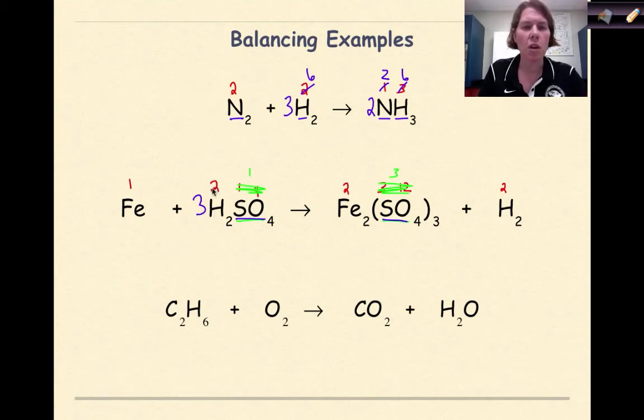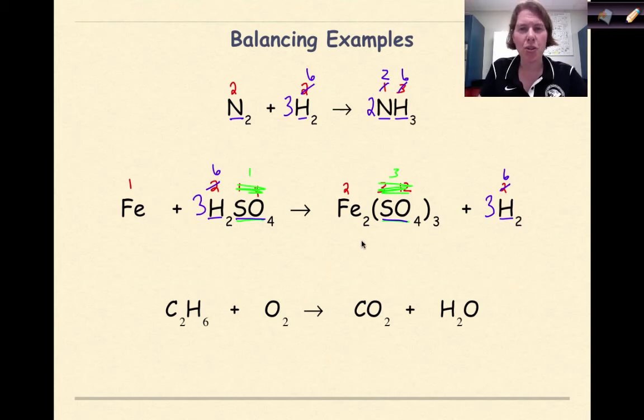3 times 2, that now gives me 6 hydrogens here. So what do I need to do to get 6 hydrogens over here? Well, if you said, hey, Dr. English, you should throw a 3 in front, you'd be right. So 3 times 2 is 6, 6, and 6. The hydrogens are balanced.